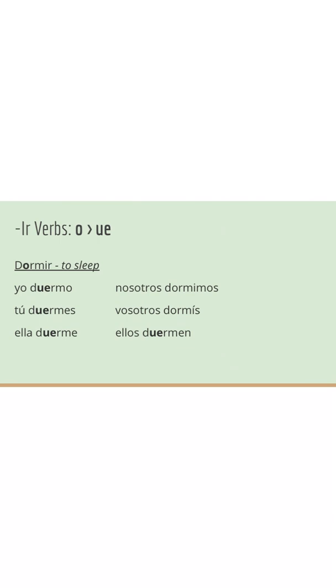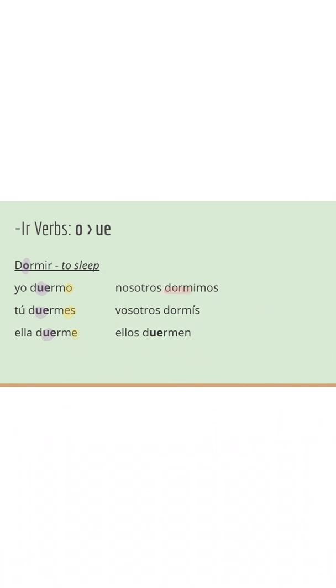So now we're tapping into our O to UE stem change for an IR verb. This verb is dormir, which is to sleep, one of my favorite things to do and possibly one of yours. So maybe it's a very important verb to add to our list. To say I sleep, that O changes to the UE and I now have yo duermo, right? If you sleep, it becomes tú duermes. If she sleeps, ella duerme.